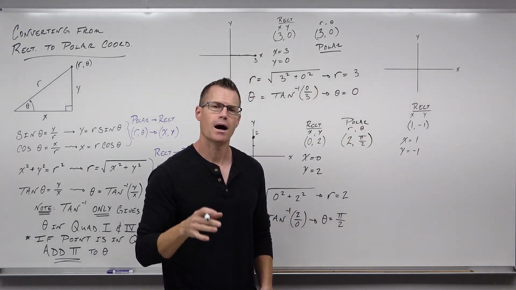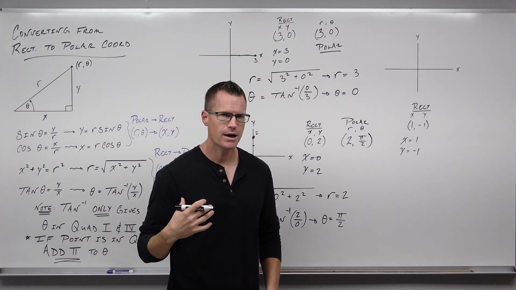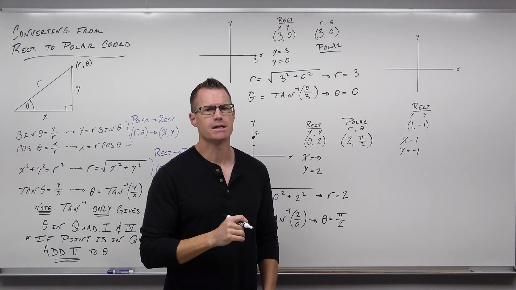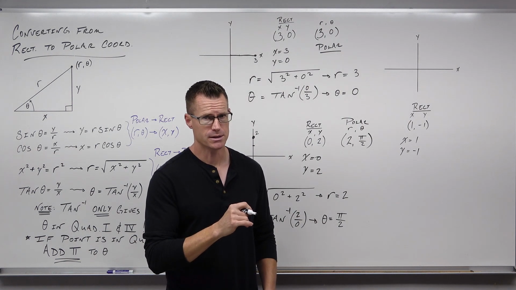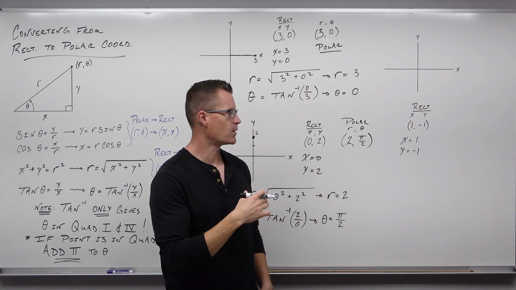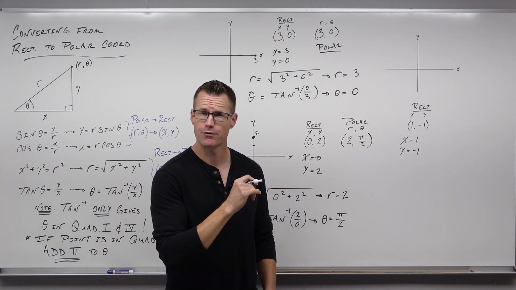So once I've done that, I want to make sure that I plot this point before I do anything else, even find r. Even though it's a little bit easy, what I want to do is make sure that we plot this to locate where it is. So because x is 1 and y is negative 1, that's going to put us squarely in quadrant number 4.